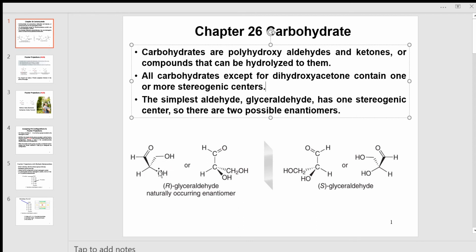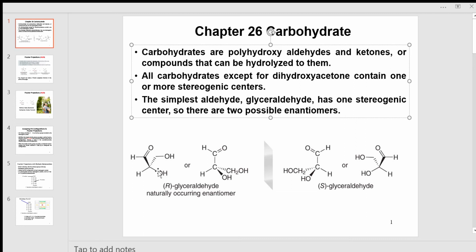See, we have two hydroxyl groups in this molecule. We have one carbonyl group, this aldehyde. So aldehyde, polyhydroxyl groups. So this is a carbohydrate molecule. So this is one way organic chemists draw the structure of this carbohydrate molecule.